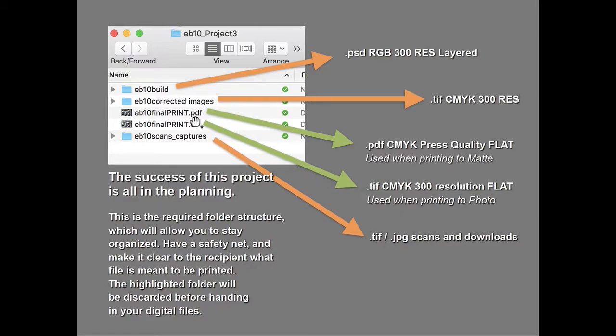And then your two final files, I'm going to require you to have two final files that you bring to print or that you submit. One is going to be a .pdf, which will be CMYK, and it'll be press quality and flattened. And one will be a TIFF that'll be CMYK, 300 resolution, and flattened. You'll use the PDF if you're printing to matte paper at the end of the project, and you'll use the TIFF if you're printing to photo paper.